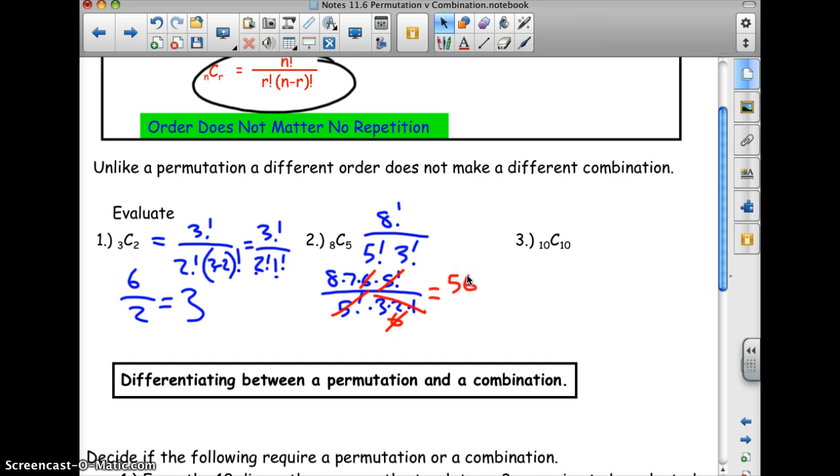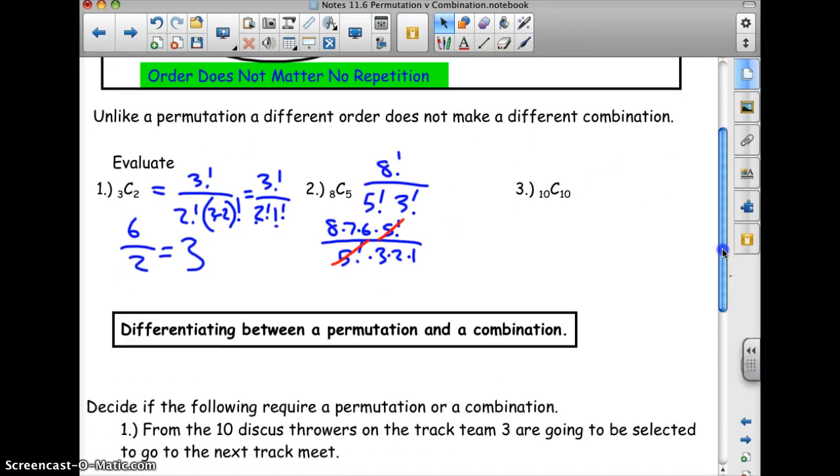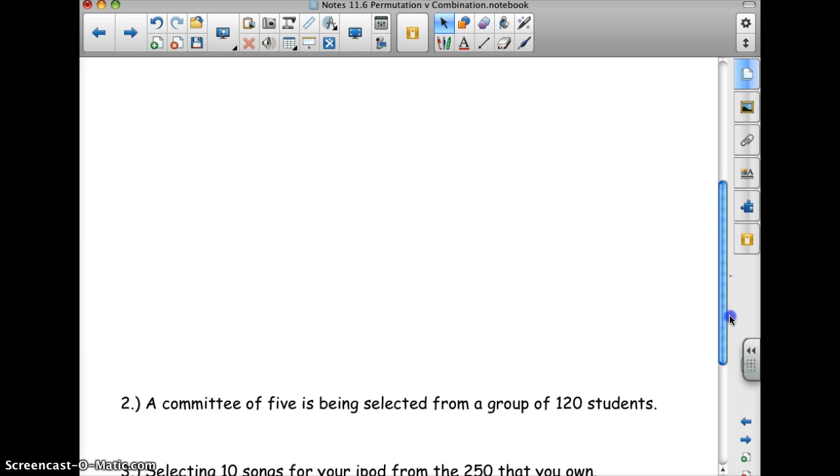And then 10C10. Okay, 10C10. The formula here is 10 factorial over 10 factorial times 0 factorial. And basically, this is only going to be 1 over 1 times 1, which is 1. So NCN is always going to be 1. We talked about these earlier when we were doing the binomial expansions too, right? NC1 is always N.